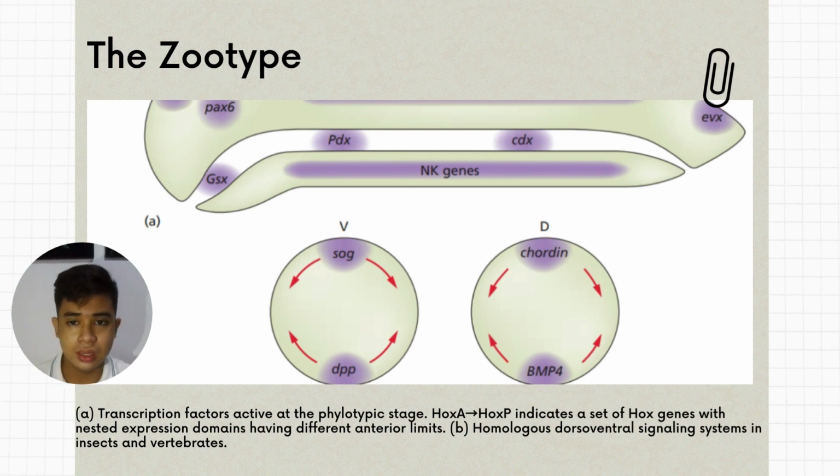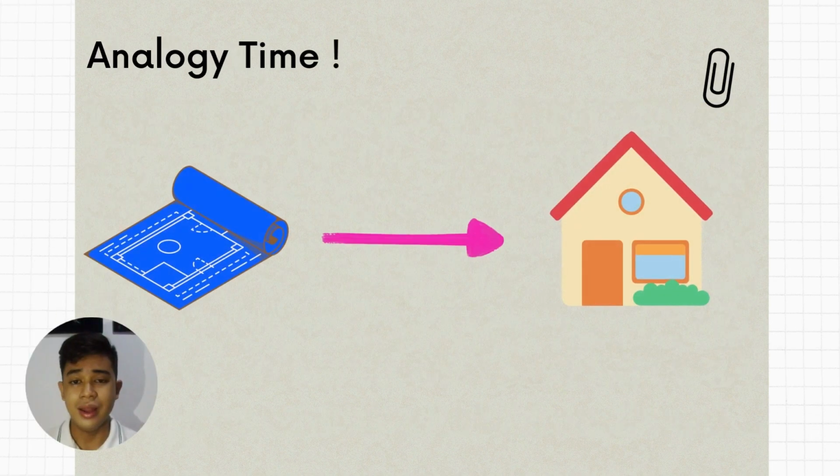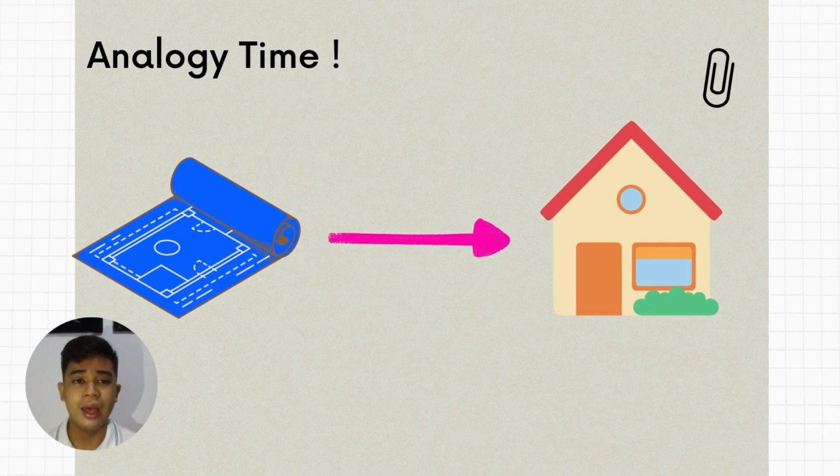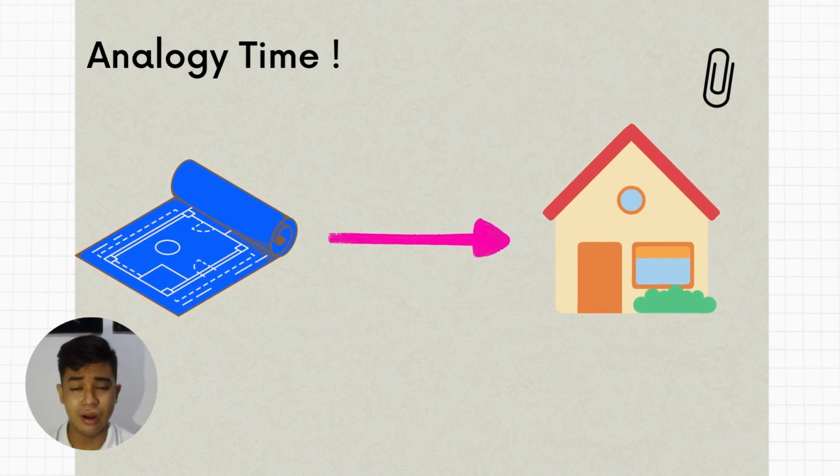So basically, these expression domains are responsible for the formation of the said body plans that can be observed on the animals that belong to the same taxon or group. Now, to better understand the concept of the phylotypic stage, the zootype, and most especially the concept of the body plan, we will now proceed with our analogy time.